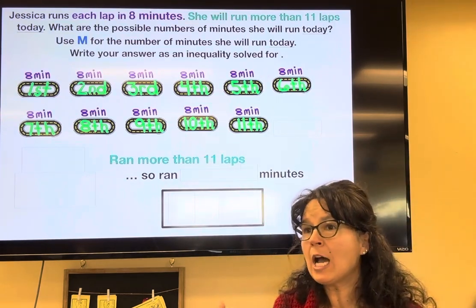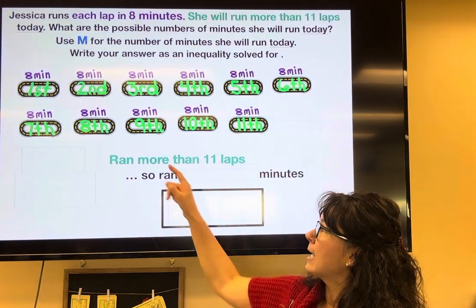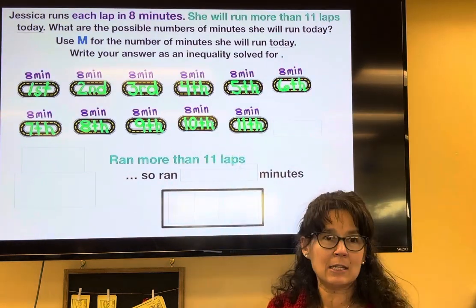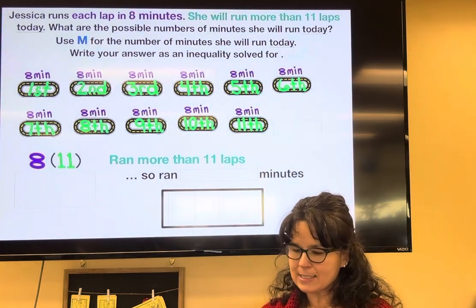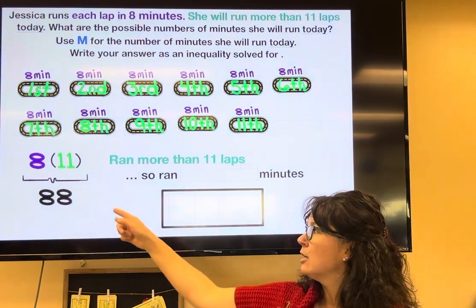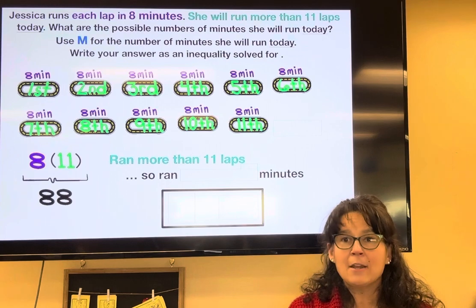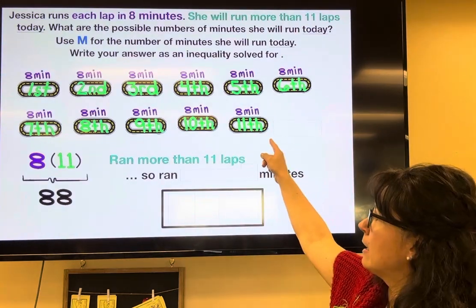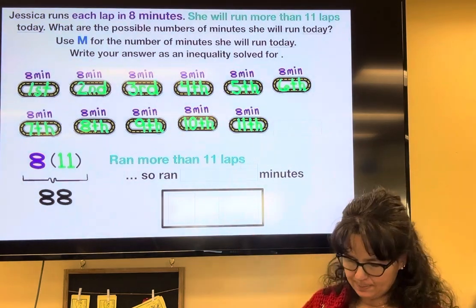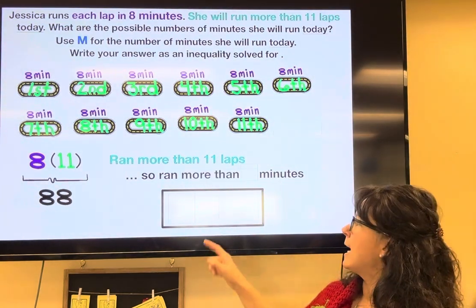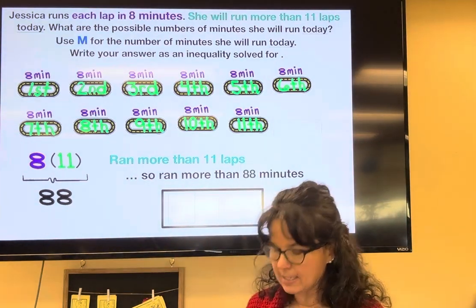So how much time has she spent running so far? We could take every single lap, so 11 laps times 8. If I take 11 times 8, then I know that she's at least been running for 88 minutes. Now she's going to run more than 11 laps, so she's going to end up running more than 88 minutes.